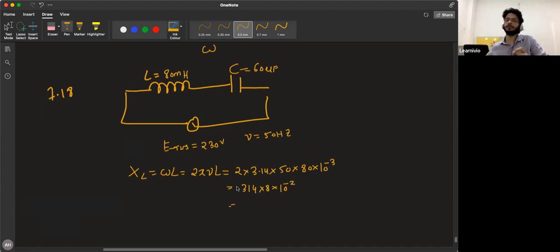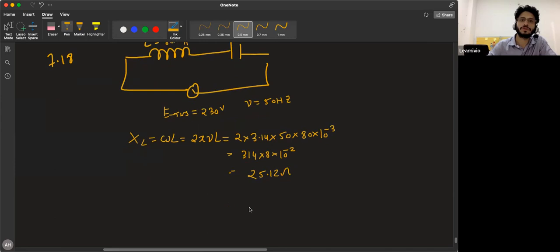Let me use my calculator. 314 into 8, 2512 by 100. So it's 25.12. That's XL. Once you have XL, then we can calculate XC also.